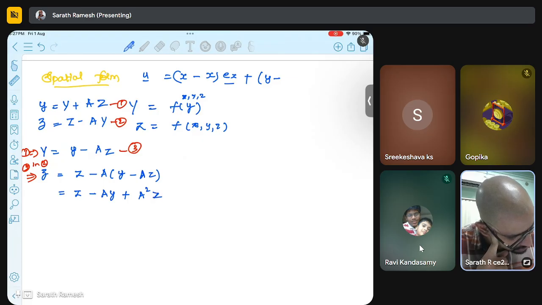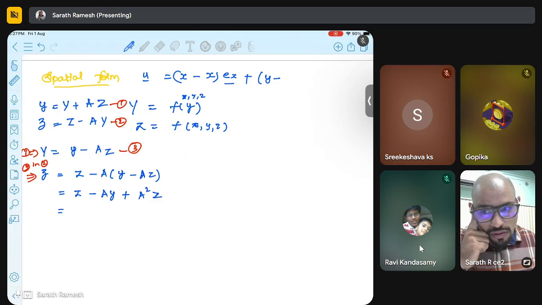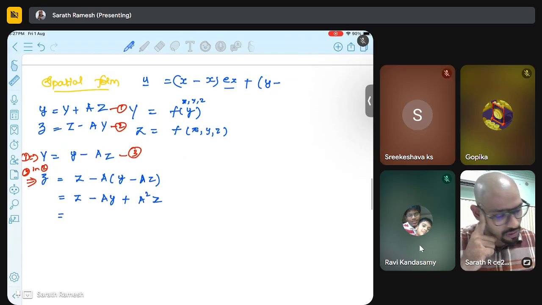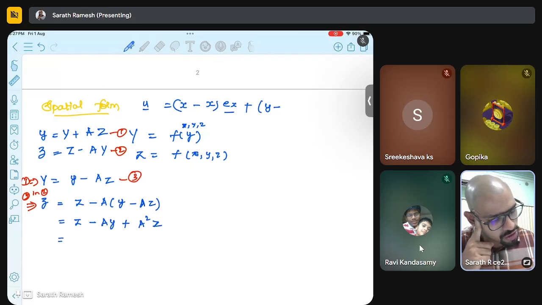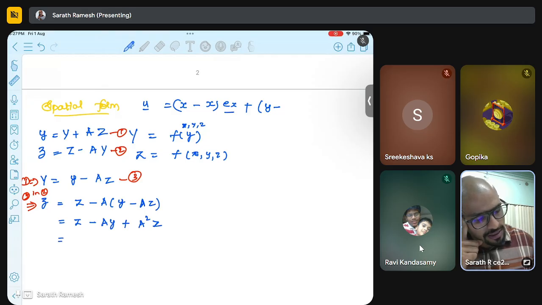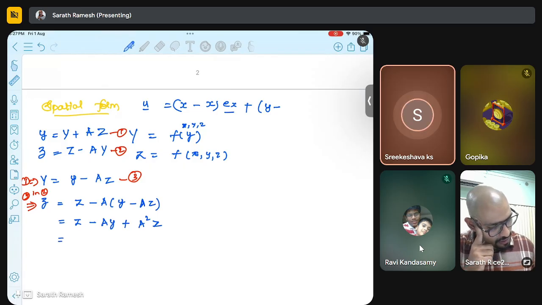Sir, in equation 3, why is it minus AZ? One second. Yeah, I'm substituting in terms of equation 1: I'm subtracting AZ on both sides from equation number 1. Is that right? Yes, sir. Small y equal to capital Y plus AZ, that is equation 1, so it is replaced by small y minus AZ. Yeah, okay.